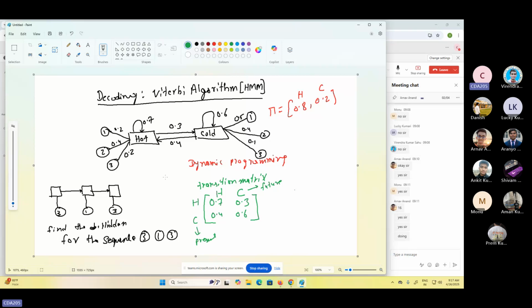Now, the emission matrix. Can anyone tell what is the value for the emission matrix? It is 1, 2, 3, and H and C. It is 0.2, 0.4, 0.4, 0.5, 0.4, and 0.1. So we have calculated the first step. Step number 1, find the transition matrix and emission matrix.